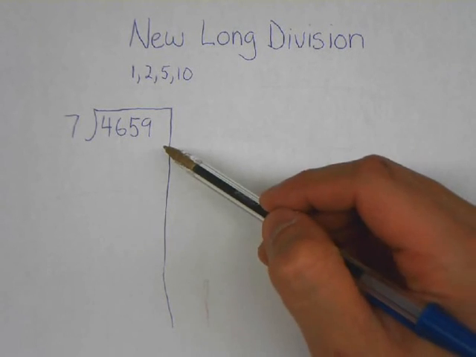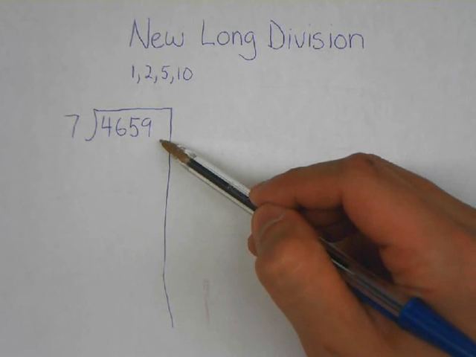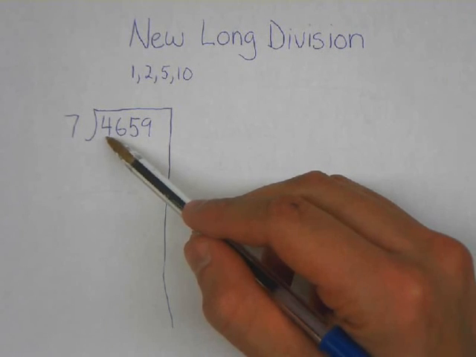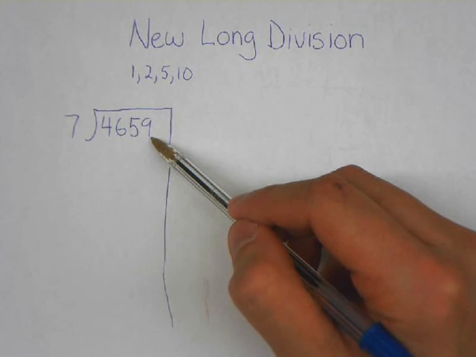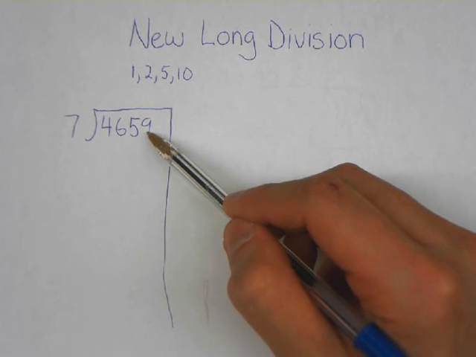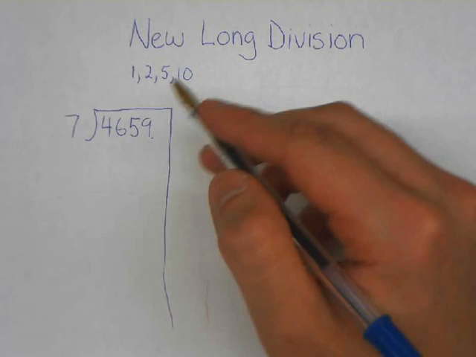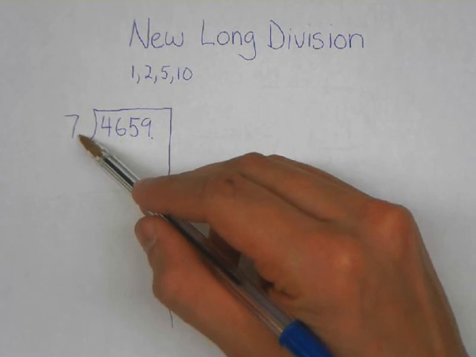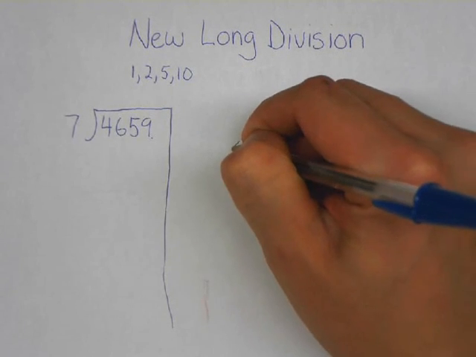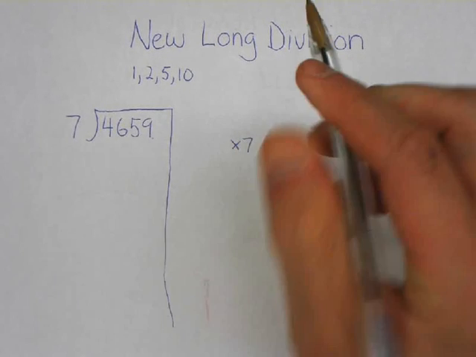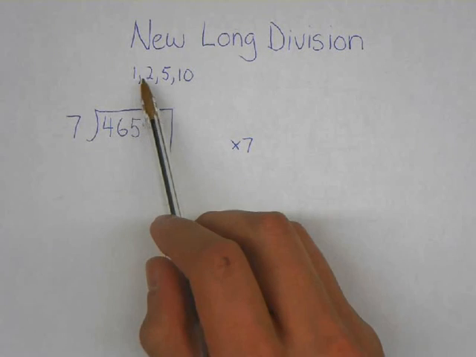So, in this new method, the old way would always tell you to start from left to right. Now this time, just like everything else, like multiplication, subtraction, and addition, we're going to be going from right to left. Now, what we need to think about is we're always going to be doing something times 7. So over here we could put times 7. And now we're going to be using either 1, 2, 5, or 10.